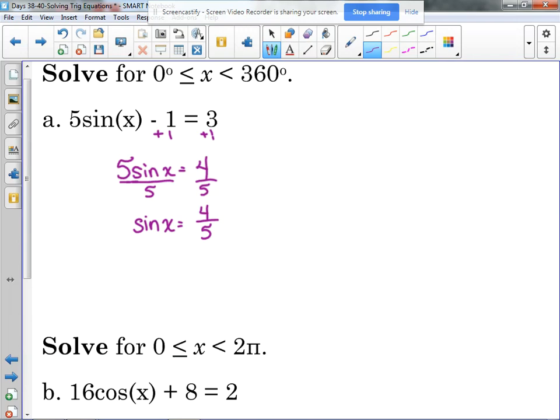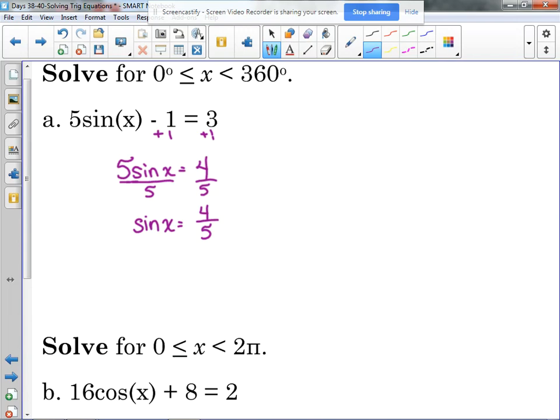Now, we haven't done anything wrong in our steps of solving. Adding 1 was the correct step. Dividing by 5 was the correct step. But 4 over 5 is not on our unit circle. Well, guess what? Trig functions are not limited to the values that are on the unit circle. They can have more values than square root 2, 1/2, square root 2 over 2, etc. As long as they are between -1 and +1.